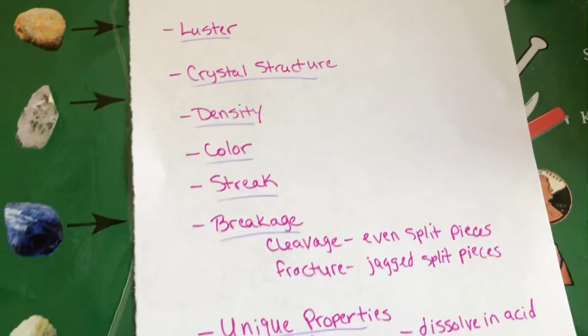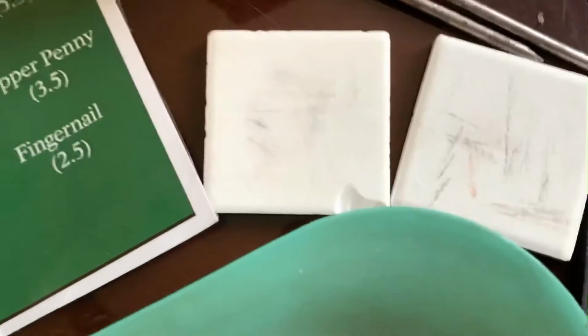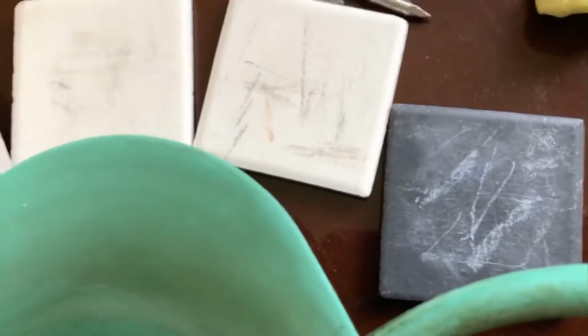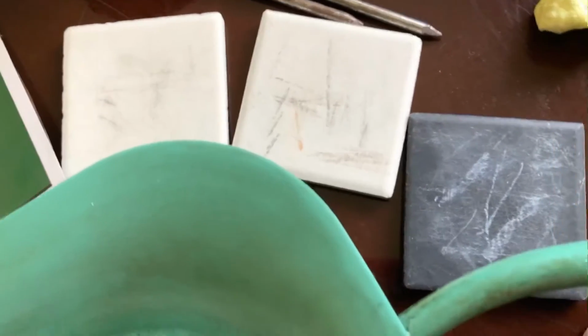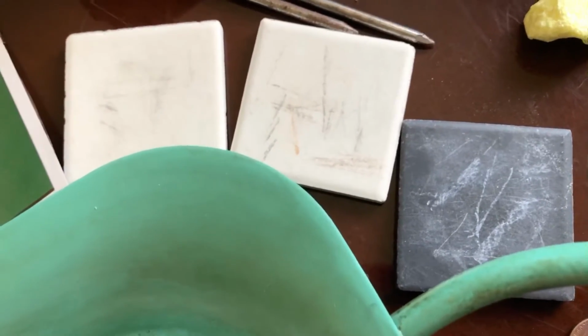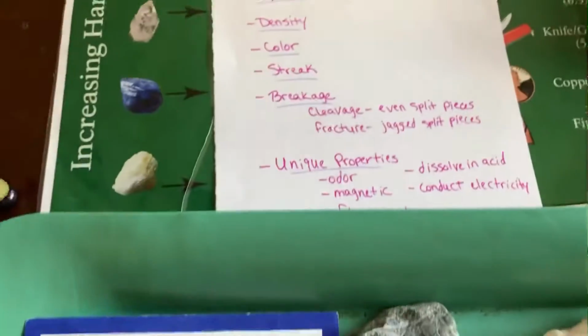The streak is the color of its powder that's left behind on what's called a streak plate. These right here are examples of streak plates, and you can see some of the streaks that have been left behind by some of the minerals. We'll do a little bit of streak test today on a few minerals. That right there, this little mineral there, is sulfur. Okay, we'll get back to that in a sec.